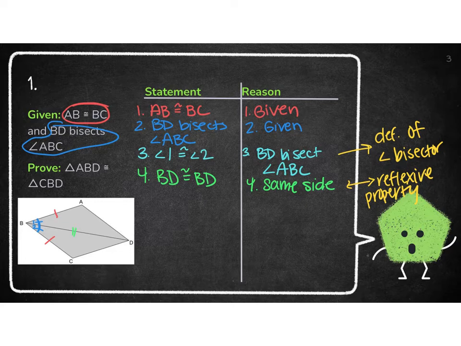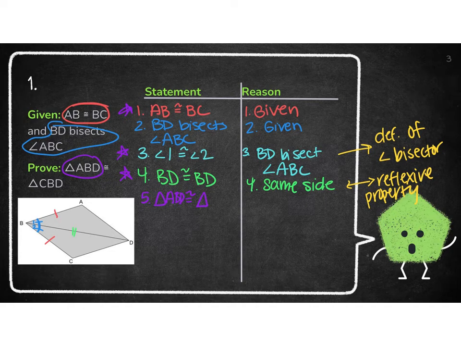At this point, I can see that I have a side, I have an angle, and I have another side. So I have my three parts, and I am ready to write my congruency statement. When we start writing it, we always start with whatever is given first. So we're going to call it triangle ABD.